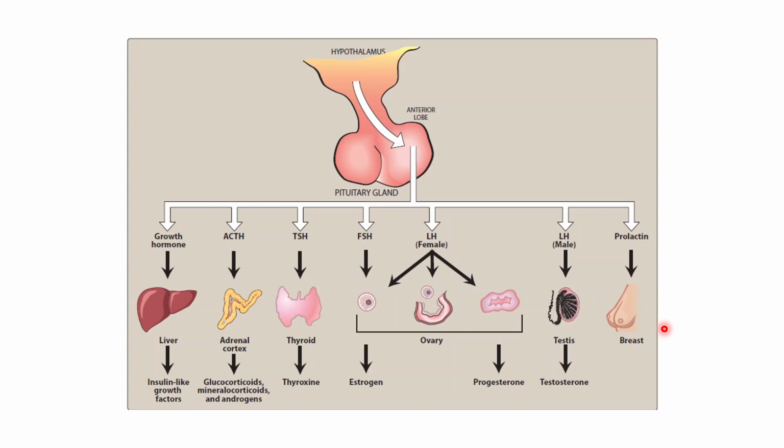But most of the hormones have tropic hormones. Sometimes these are called tropic hormones, sometimes they are called just stimulating hormones. Sometimes they have a specific name like growth hormone, for example, or prolactin. So they don't have the name tropic hormone or stimulating hormone, but they are actually tropic hormones, all of them.